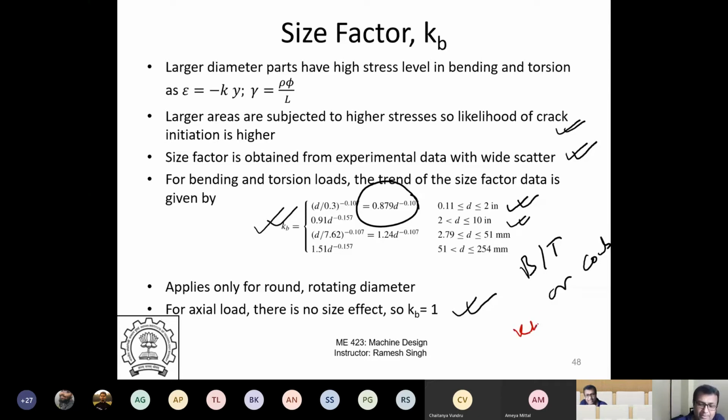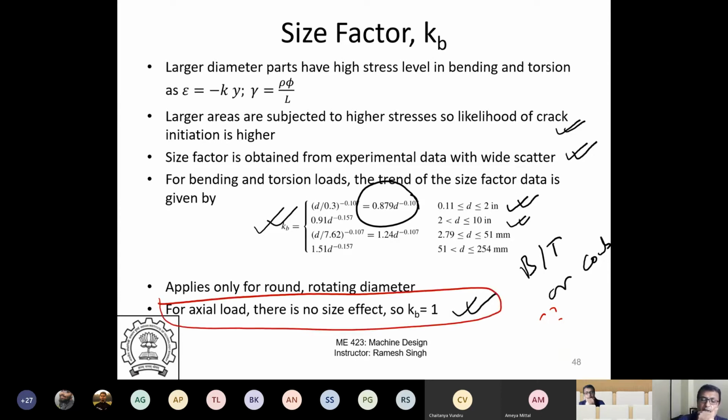What will be KB? Any answers? So KB, for axial loading, the size factor is only for torsion and bending, right? So for axial load, KB is equal to 1. So I found KB.